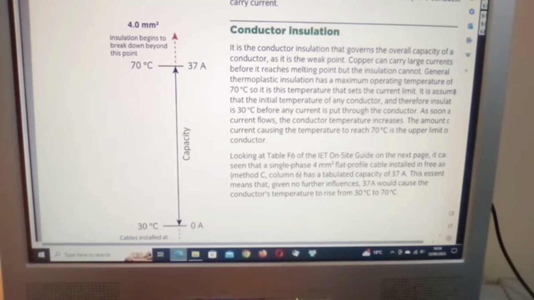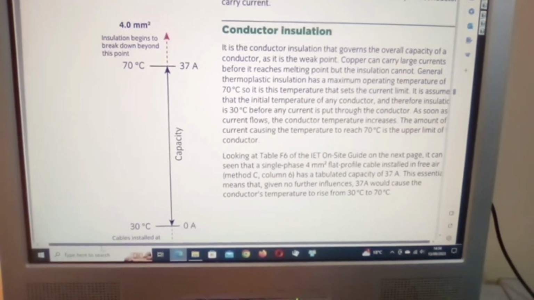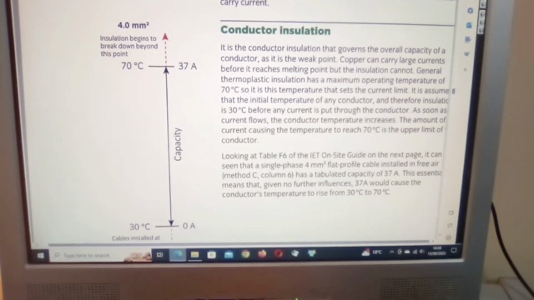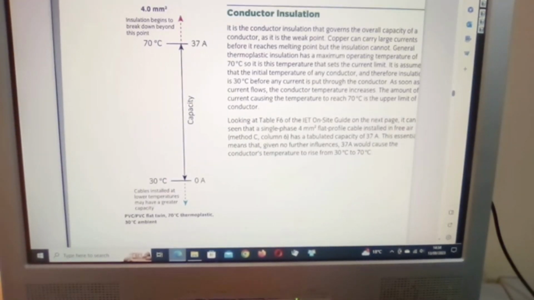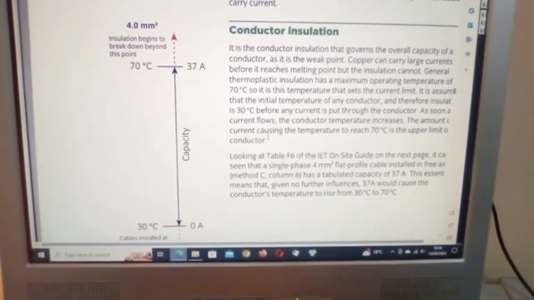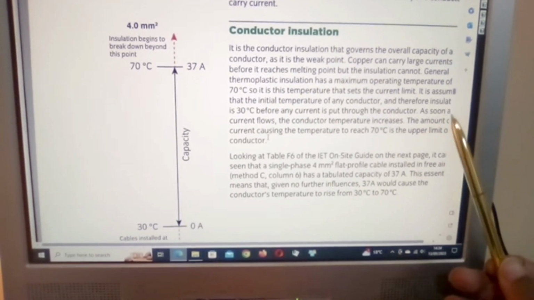I might have this too large actually. Let me just check something here. I might have this a little bit too large. It may not be giving me my text. Okay, right.